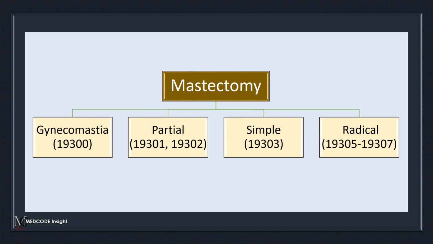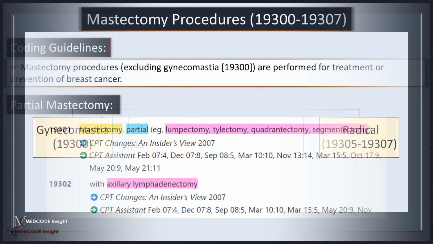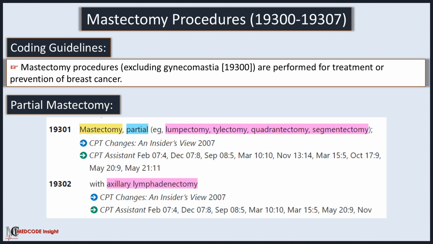In the CPT codebook, mastectomy, or the removal of the breast, may be performed because of gynecomastia, to treat excessive enlargement of the male breast, or for the treatment or prevention of breast cancer, including partial, simple, or radical mastectomies. Here are some coding guidelines related to mastectomy procedures.